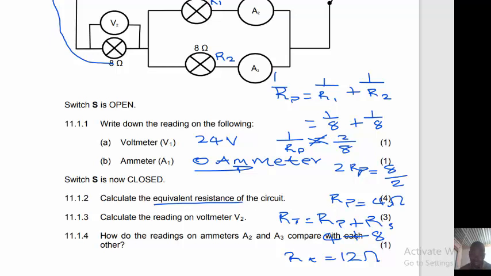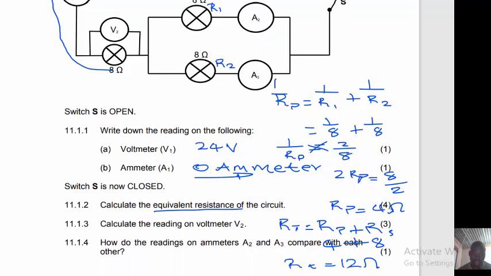Once you are at 12 ohms, you know that you need to calculate the reading on volt 2 now. Now the reading on volt 2, where is our volt 2? There is our volt 2. So to get a reading on volt 2, we simply have to go V2 equals, now if you look at it, there's a trick behind it.